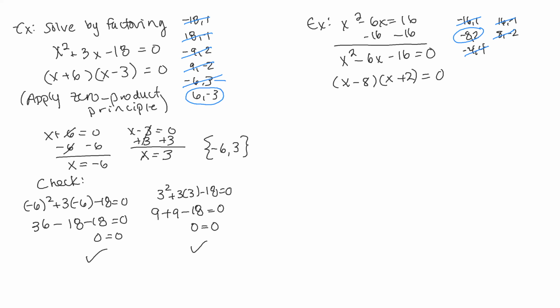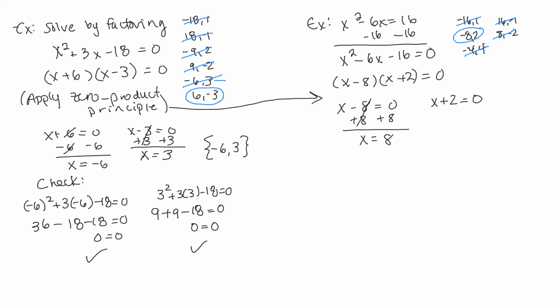Now we apply the zero product property. So we do that here. I'm going to set each factor equal to 0, because remember, if you multiply two things and their product is 0, one or both of those things has to be 0. So we're just going to set them both to 0. So x minus 8 equals 0. I want to add 8 to both sides. Negative 8 plus 8 is 0. x plus 0 is x. 0 plus 8 is 8.